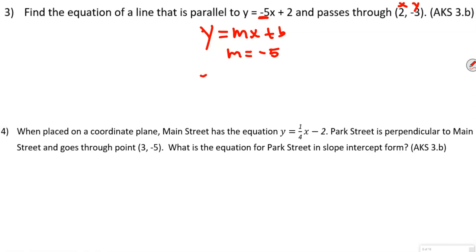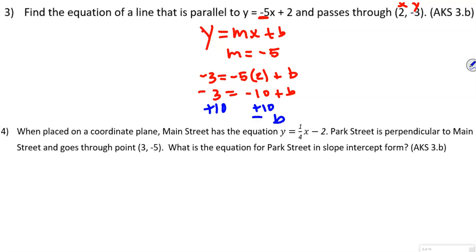So y is negative 3. M is negative 5. Sorry, did that wrong. X is 2, plus our b. We're solving for b. So this is negative 3 equals negative 10 plus b. How do we get rid of a negative 10? We add 10 to both sides, right? So that's what we're going to do. And 10 minus 3 is 7. So b is equal to 7.